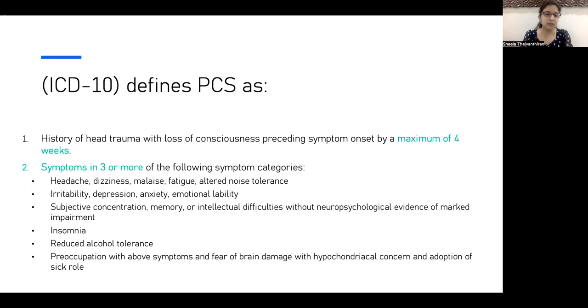Any 3 of these symptoms that the patient has below would indicate that he's got PCS. Like we discussed: headaches, dizziness, malaise, fatigue, change of tolerance to noise, irritability, anxiety, memory issues, any cognitive issues, and reduced alcohol tolerance. That means if a person can normally drink, let's say 3 cans of beer at night, and he's a social drinker, he can't even tolerate one can of beer before he becomes confused. And then they become very preoccupied, very anxious about what's going to happen to them.